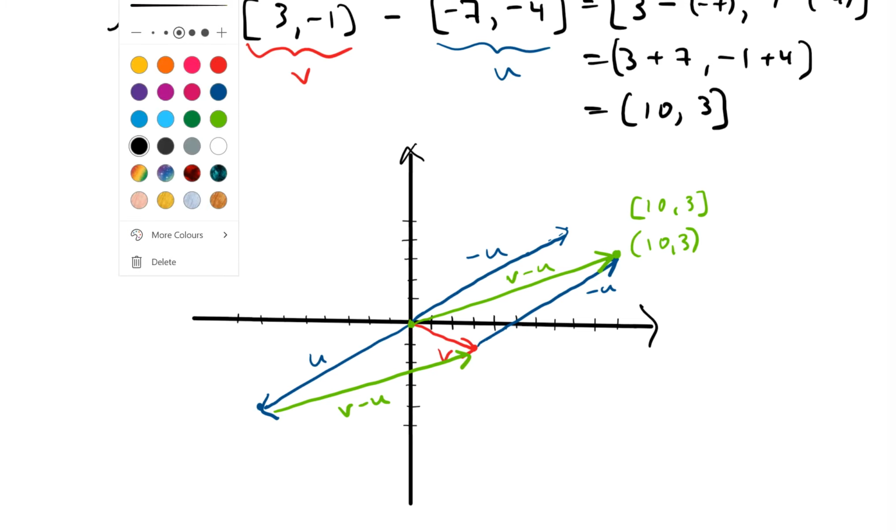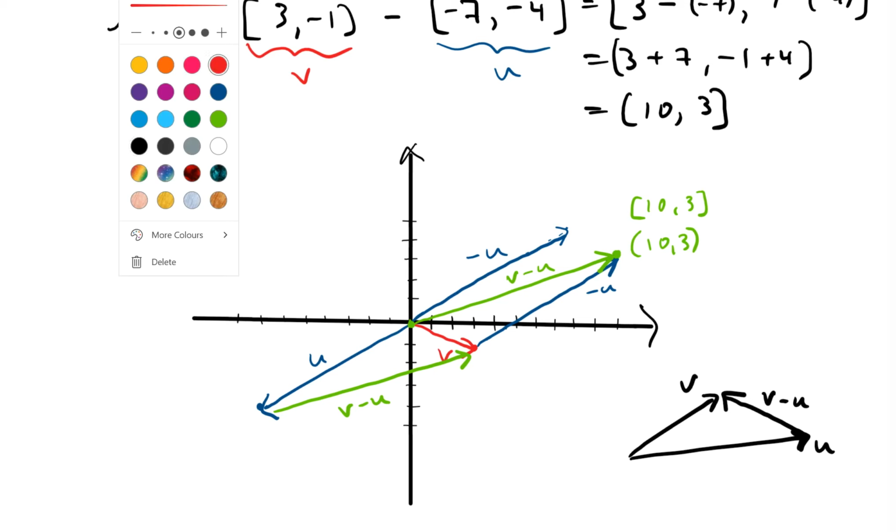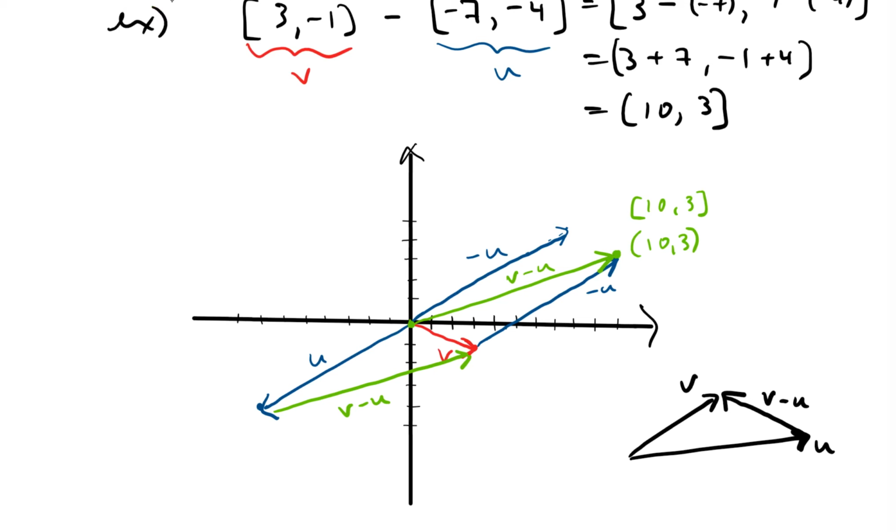Okay, so maybe let me draw this here. If I have v like this and a vector u like this, well, v minus u would actually be this vector. It starts at the terminal point of u and ends at the terminal point of v. The other thing to notice is that, let's say I look at v again here. Well, this is also vector v.